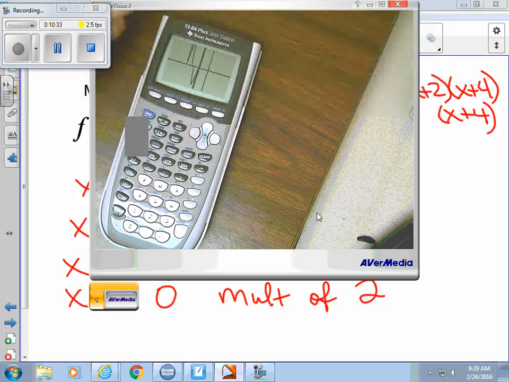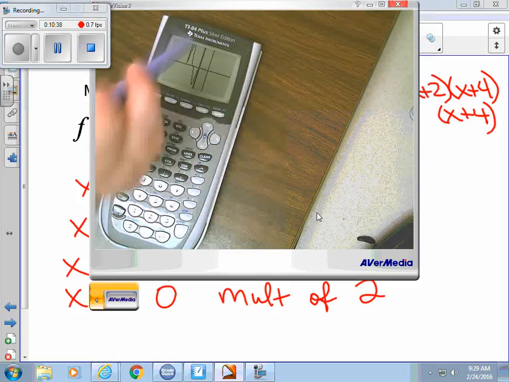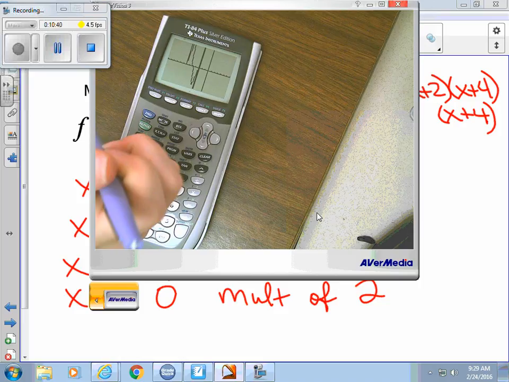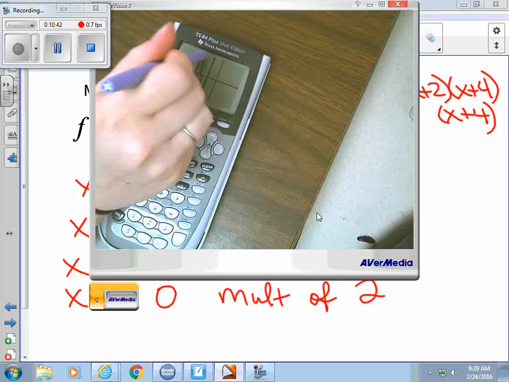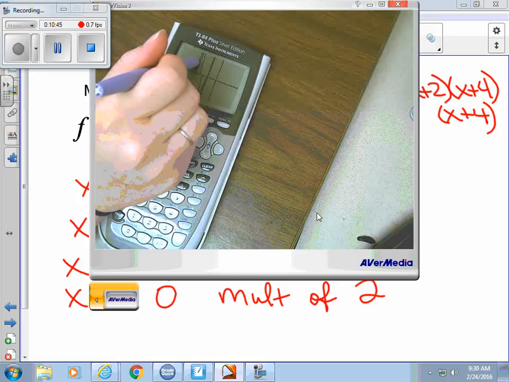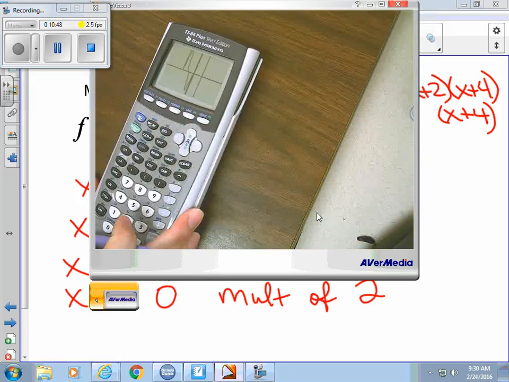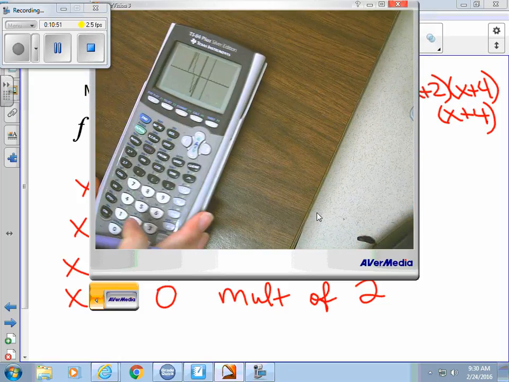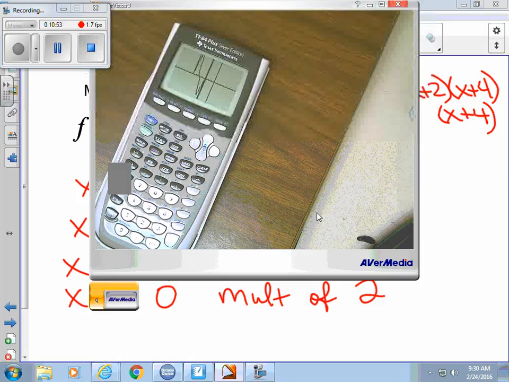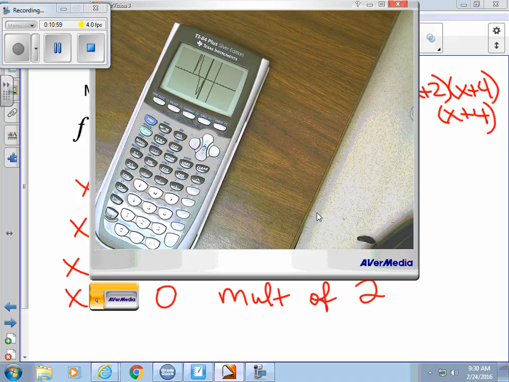I want to draw your attention to one place on this graph first. Notice the -4, is that -4? Yes, and the 0. When I have those x-intercepts, does it cross the x-axis? It just bounces off of it. Some teachers say it just drops down and kisses it, just touches it. It doesn't cross the x-axis.